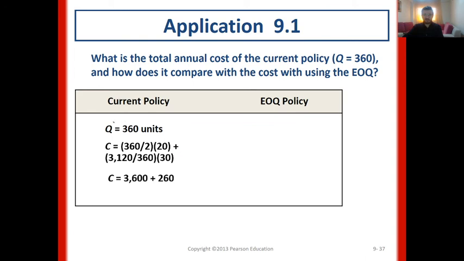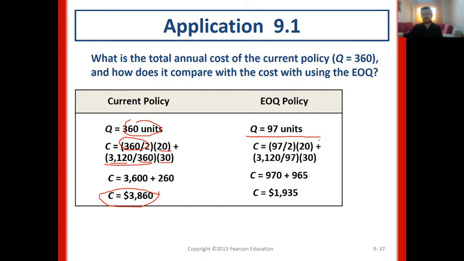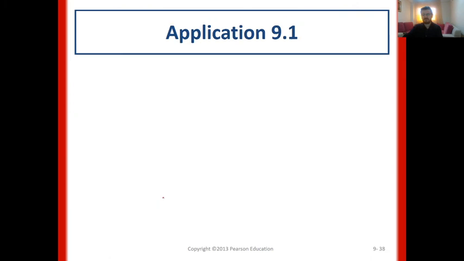So in the current policy, their Q was 300 units. When you calculate cost, this is the average inventory, Q over 2. This is holding cost, and this is demand. This is Q. It gives us the number of orders in a year, and this is setup cost. As a result, the total annual holding and ordering cost is this. In the optimal policy, Q is this, and the total cost is this, almost half of this one.